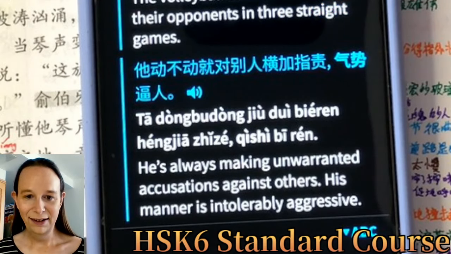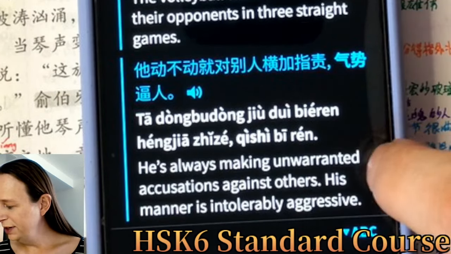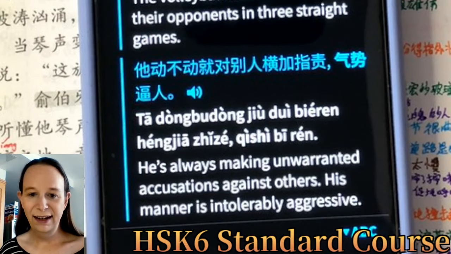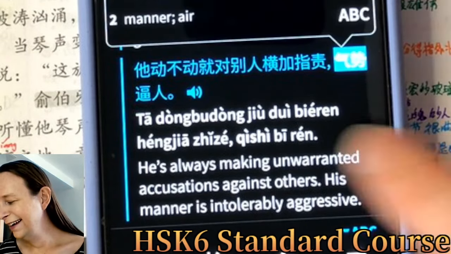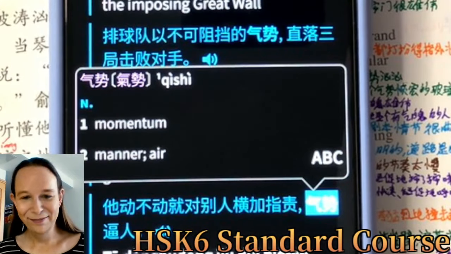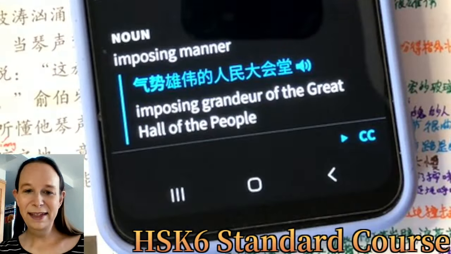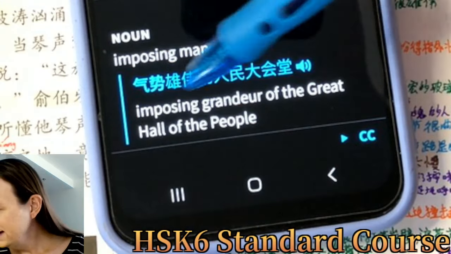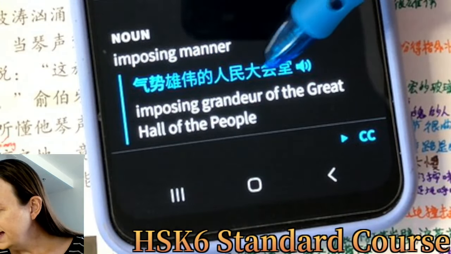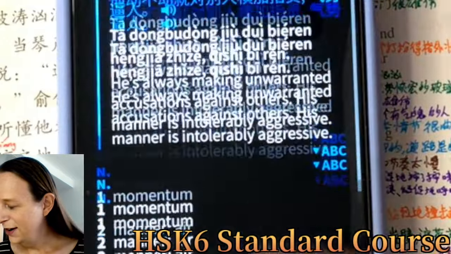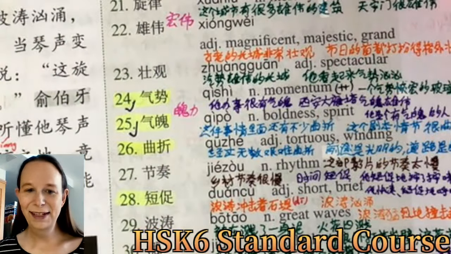他动不动就对别人横加指责. 动不动 is like at the drop of a hat kind of thing. Easily starts making unwarranted accusations. 横加指责, unwarranted accusations. 气势逼人, his manner is intolerably aggressive. What's this got to do with momentum? Nothing. I can't think of any connection to momentum. 气势雄伟的人民大会堂. So the 大会堂 has 雄伟的气势. I am tempted to think it means awe-inspiring.